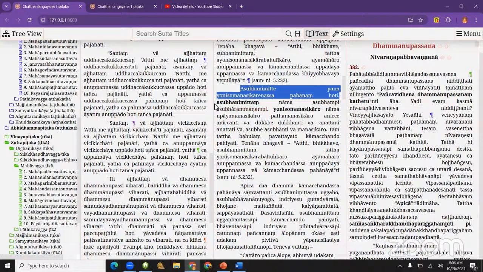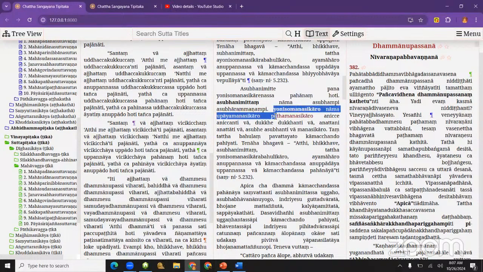The way we explain ayoniso manasikara is the other way round. That is yoniso manasikara, wise attention, and that one is unwise attention. So what is the meaning? This is the definition. Yoniso manasikaro nama upaya manasikaro. In the case of ayoniso manasikara, it is anupaya manasikaro, and uppata manasikaro is the ayoniso manasikaro. This is patha manasikaro. So you need to understand. Therefore, yoniso manasikaro nama upaya manasikaro patha manasikaro.